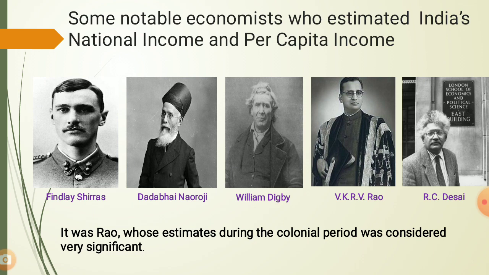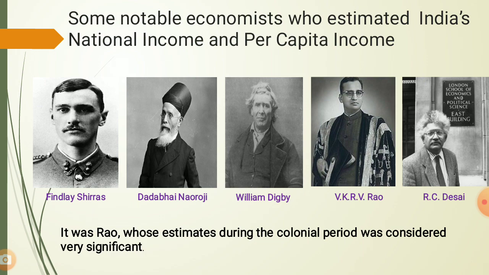Some of the notable economists who estimated India's national income and per capita income are Findlay Shirras, Dadabhai Naoroji, William Digby, V.K.R.V. Rao, and R.C. Desai. These are the five economists who tried to estimate India's national income and per capita income during the colonial period. But among these five, it was only V.K.R.V. Rao whose estimates are considered very important and very significant for the further study of the Indian economy.